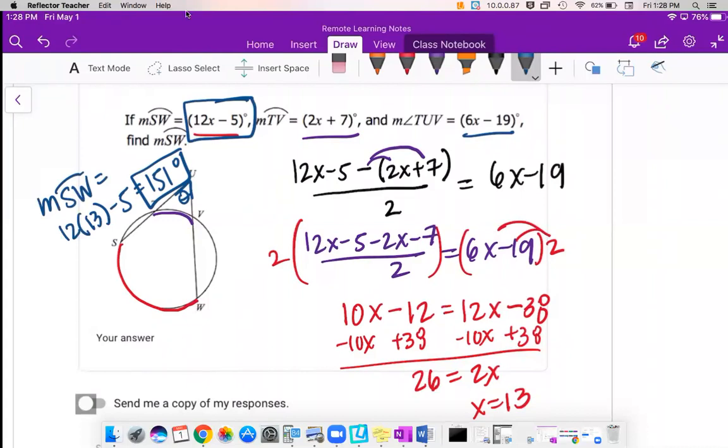All right, I hope that helps, and I hope you guys are able to understand how to do these circle things, because this is what your test is going to be on next week.